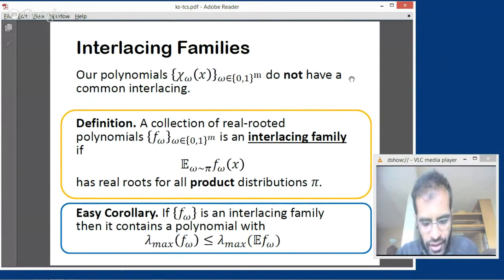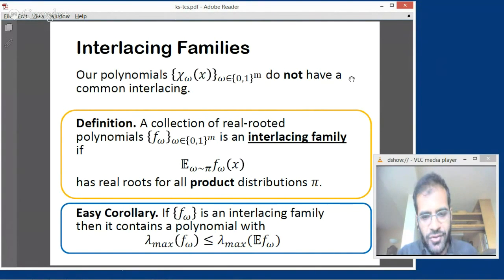I would like to show that there exists some setting of the bits which does as well as the expected polynomial. So what I'm going to do is look at the expectation of f conditioned on the first bit. There are 2 conditionings of the first bit, 0 and 1, right? So that gives me 2 polynomials. Let me call them F0 and F1.